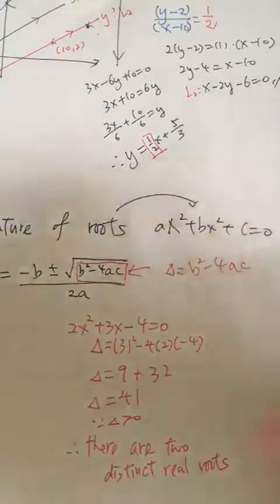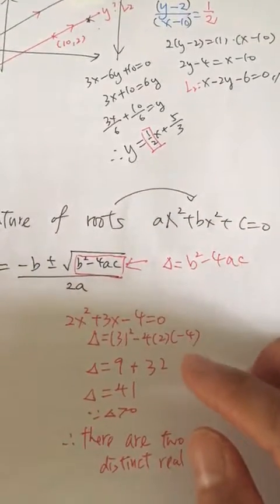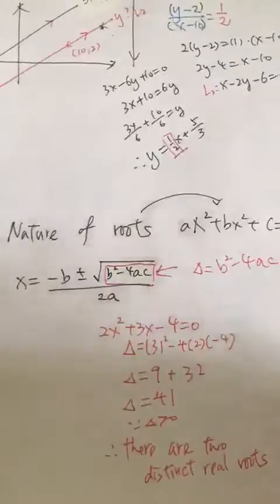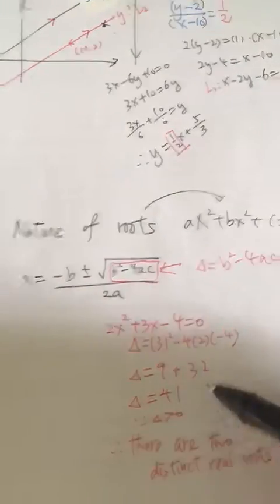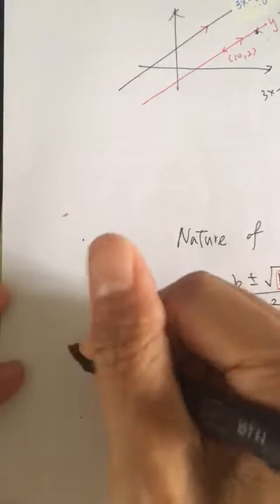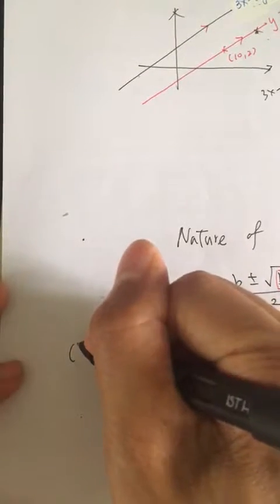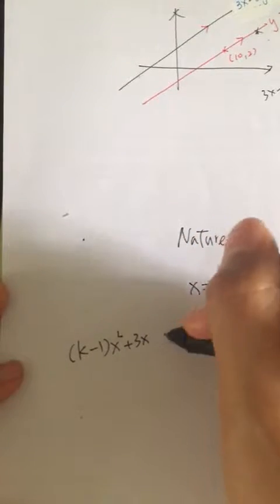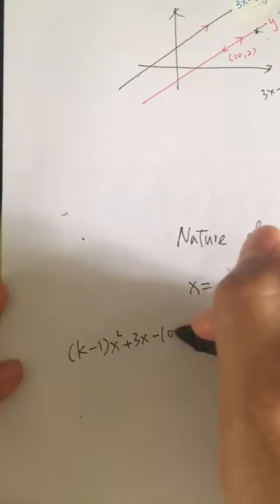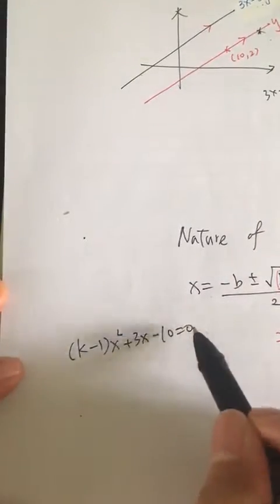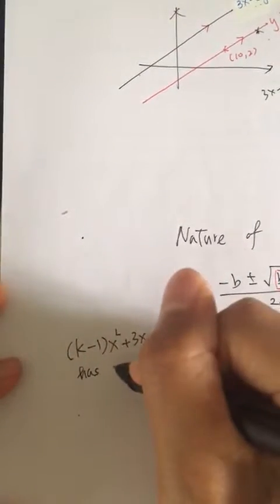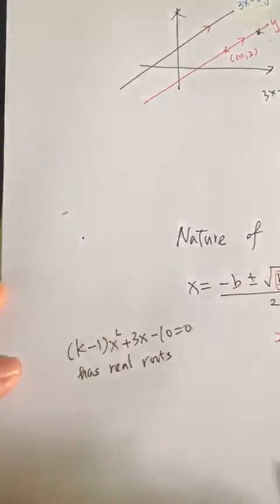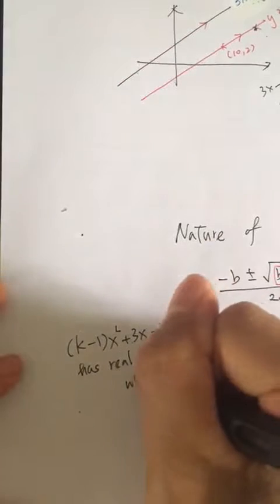But usually we don't do it like this. In a typical example from a public exam, because we can solve it, we don't use delta. From a public exam, maybe it is usually like this. For example, k minus 1 x squared plus 3x minus 10 equals 0. If this equation has real roots, then what are the values of k?